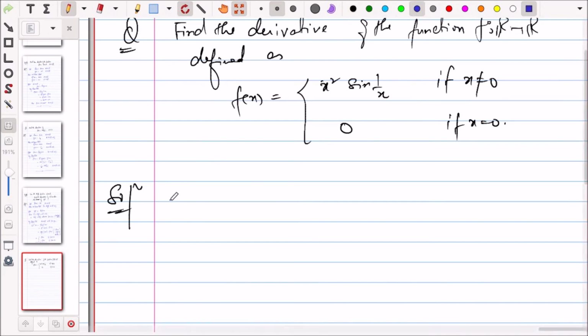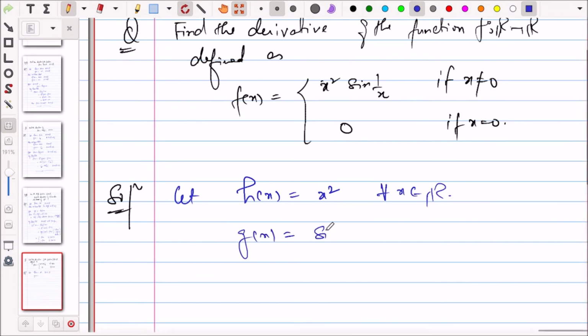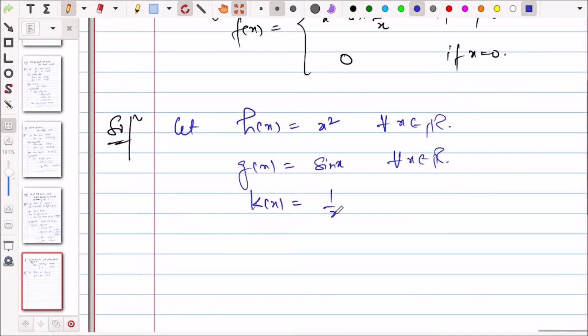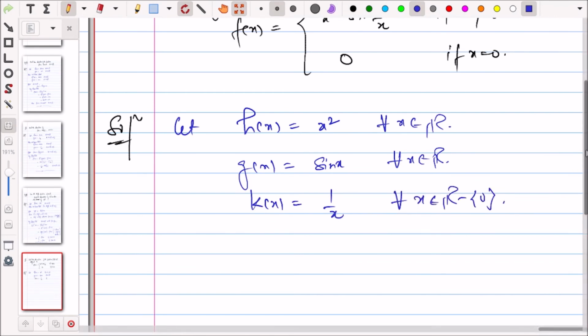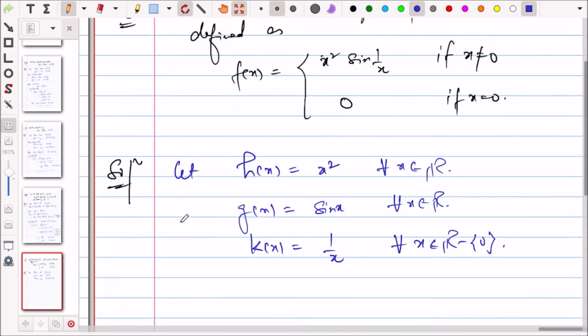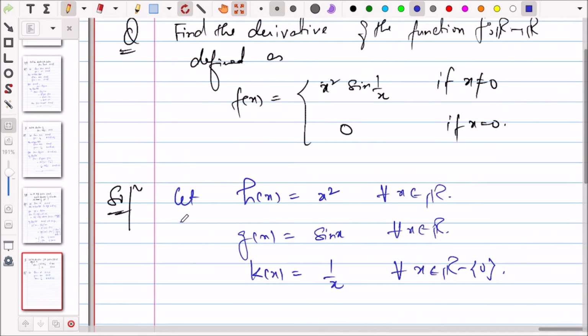Solution. So let h(x) equal to x square for all x belonging to R, right? g(x) equal to sin x for all x belonging to R, and one more function k(x) equal to 1 by x for all x belonging to R minus 0, right?